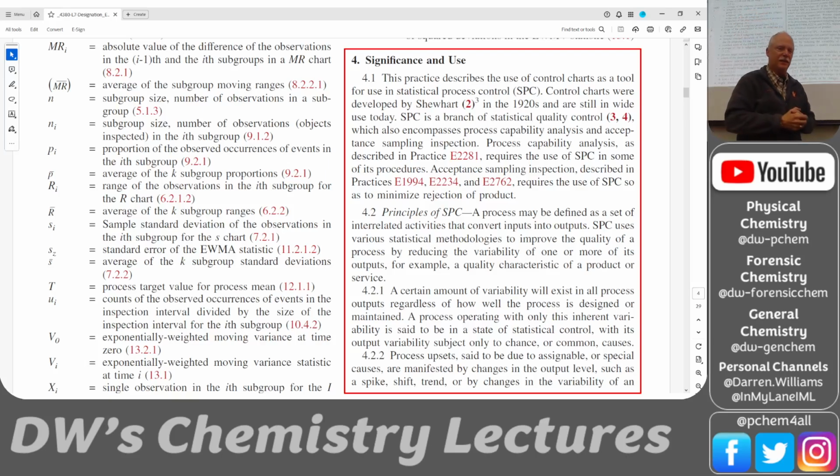Okay, and then significance and use. You could go through again the principles of statistical process control. That's really what we're talking about today. All processes have a certain amount of variability, and this standard is sort of helping you implement that. Look at all the variable definitions too. This is really wonderful because we can talk about all the different ranges and standard deviations and all of that. It's all well defined. So this is what you expect from an ASTM. They're glorious documents.